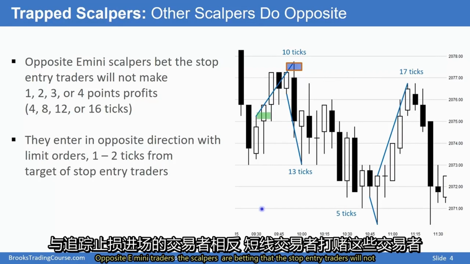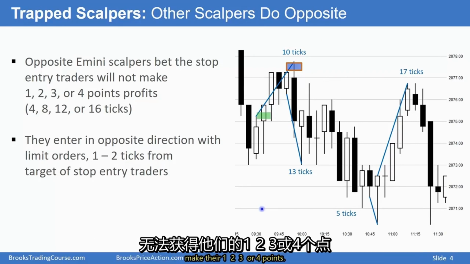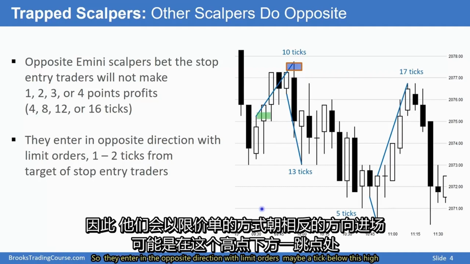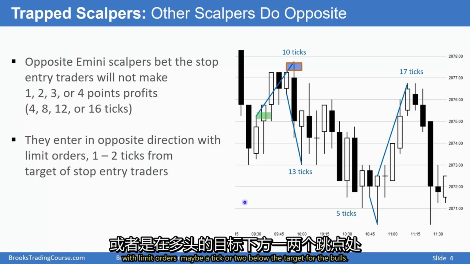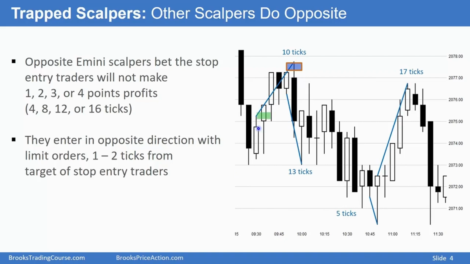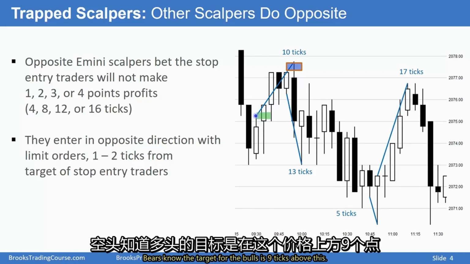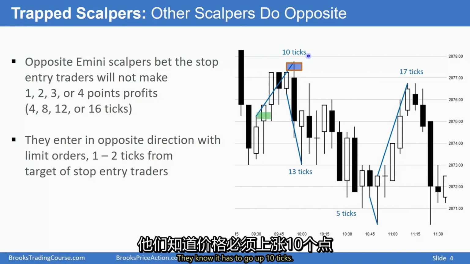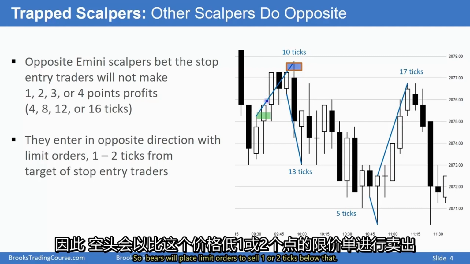Opposite E-mini traders, the scalpers, are betting that the stop entry traders will not make their 1, 2, 3, or 4 points. So they enter in the opposite direction with limit orders, maybe a tick or 2 below the target for the bulls. Bears know the target for the bulls is 9 ticks above this. They know it has to go up 10 ticks. So bears will place limit orders to sell 1 or 2 ticks below that.